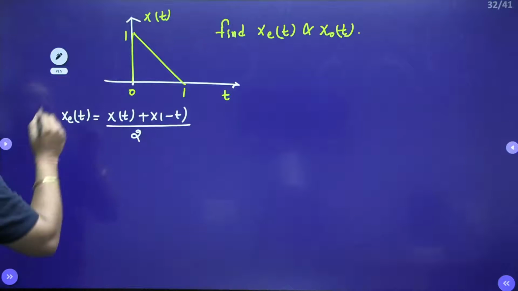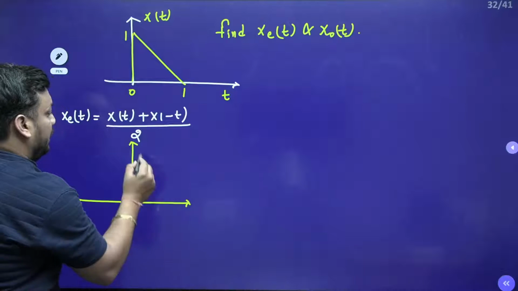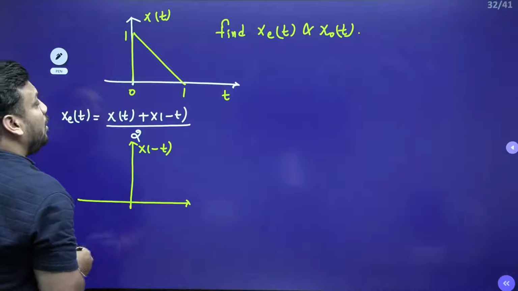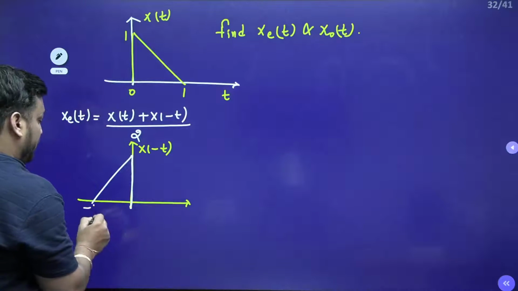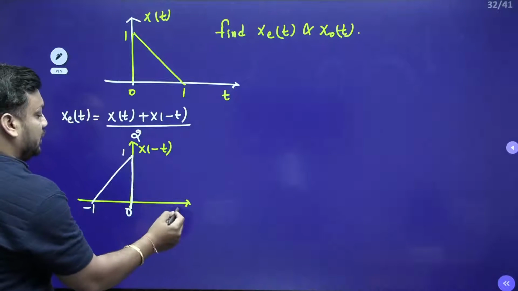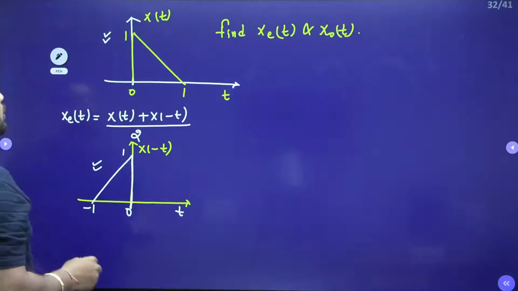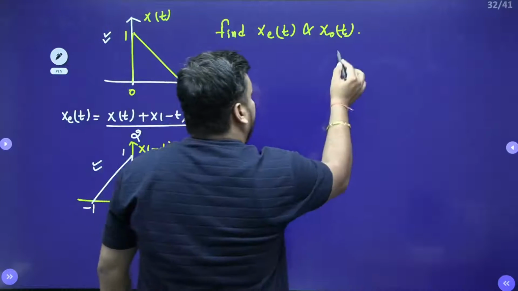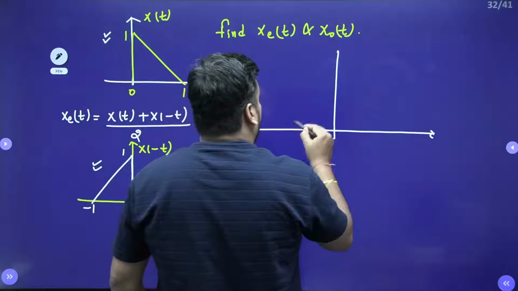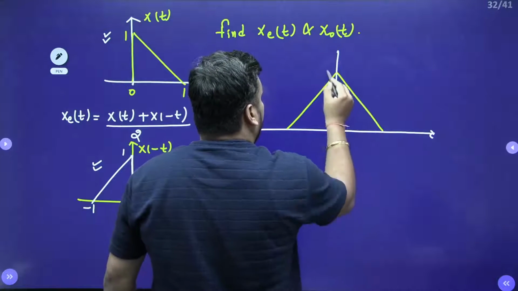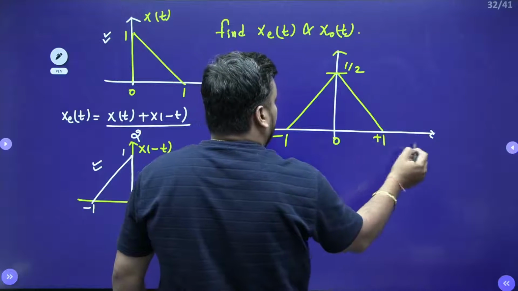You will get this term is x(t) only. So what about x(minus t)? If I do time reversal only, x(minus t) will become like this. So you will get minus 1 to 0, it is having the plus 1 value with respect to t. So this is your x of t, this is your x of minus t. If I add and provide the amplitude scaling with half, ultimately I will get the signal having half amplitude and this triangle nature from minus 1 to plus 1 with respect to t.